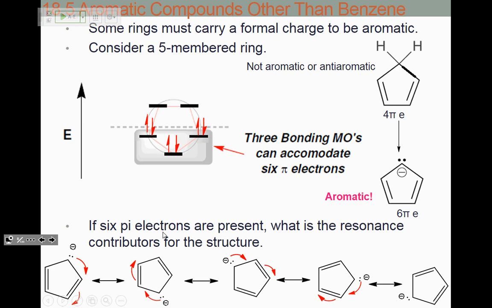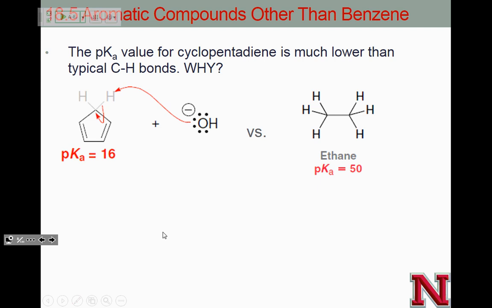And that's all of our resonance structures there. So we see that reflected in the pKa. Typically, an sp3 hydrogen carbon's pKa is around 50, and this pKa is 16, about on par with what typical alcohols are. And that's because when we deprotonate it, the resulting compound is aromatic and has that extra stability.